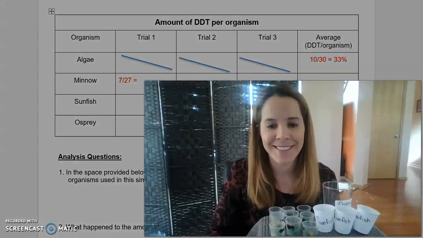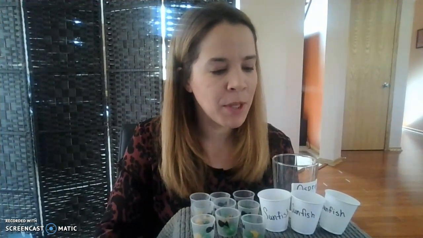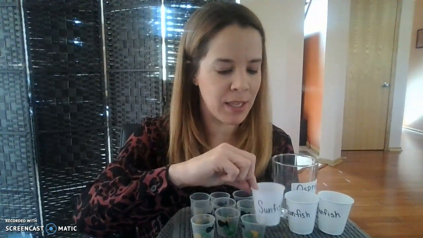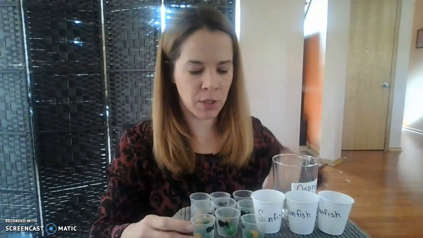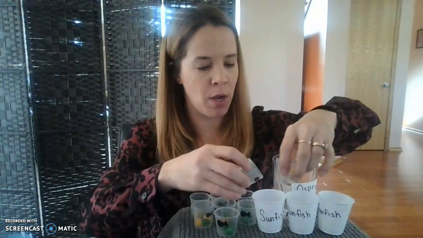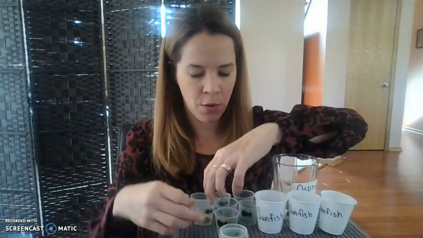Okay, next round. Now it says I'm going to simulate the sunfish eating the minnow. So next on my food chain is going to be the sunfish eating the minnows. So it says each sunfish needs to eat 2 minnows. So I'm just going to dump 2 cups in each one. 1, 2.